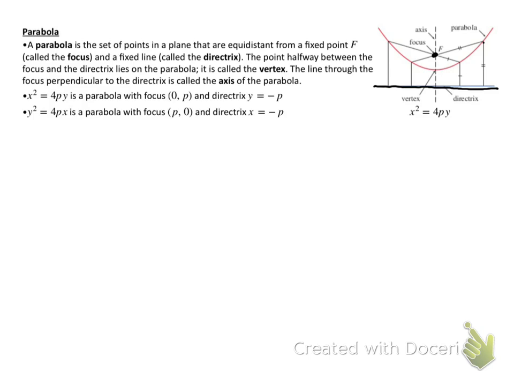So looking at parabolas from this structure, what you have is the point, the fixed point, which is called the focus. We have the focus, the point, and the line. The fixed line is called the directrix. And again, when you have the point and the line, which are the focus and the directrix, you can form this parabola.